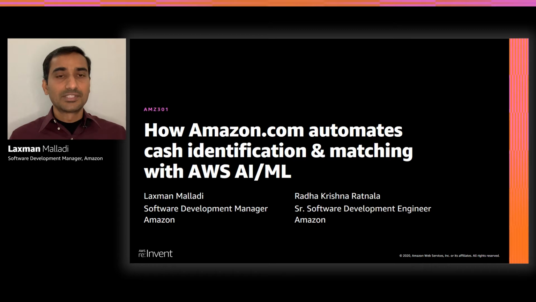We are here to share our journey of how Amazon automated cash identification and matching of billions of dollars deposited in our bank account using AWS services. By the end of this session, you will have a better understanding of how you can solve a similar use case where you need high accuracy using AWS services, including artificial intelligence and machine learning.